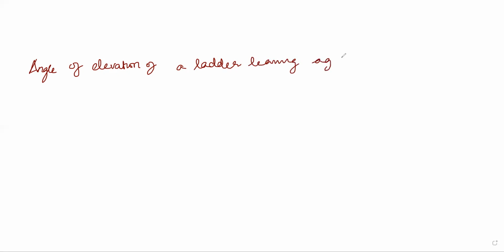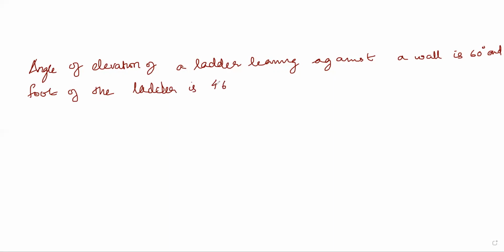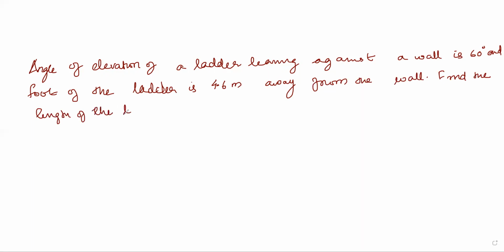Now write a question. Angle of elevation of a ladder leaning against a wall is 60 degree, and foot of the ladder is 4.6 meters away from the wall. Find the length of the ladder.